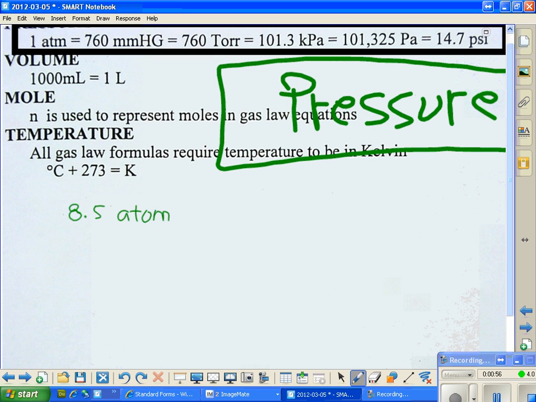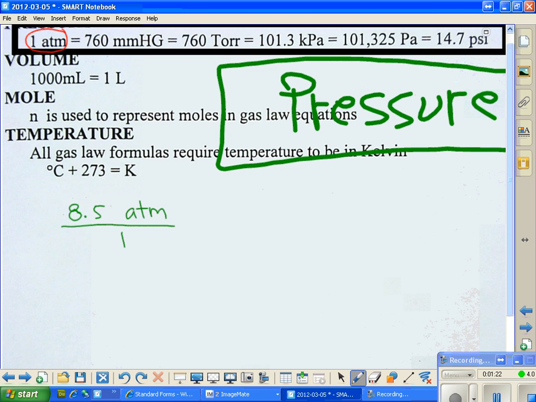So if I have atmospheres, ATMs, that's my given, and I want to change that to something else. So that's the given over 1. Now I'm going to need an equality. I want to change this one. I'm going to define this problem right now.